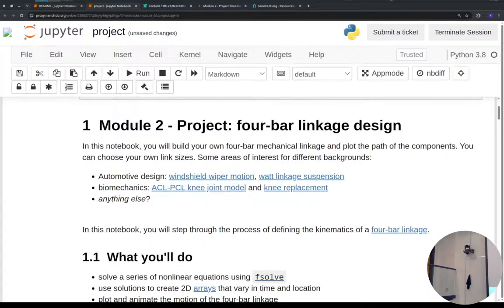Yep. Yeah, the main end goal is to come up with some kind of engineering design based on this. Piston, cylinder, assembly.